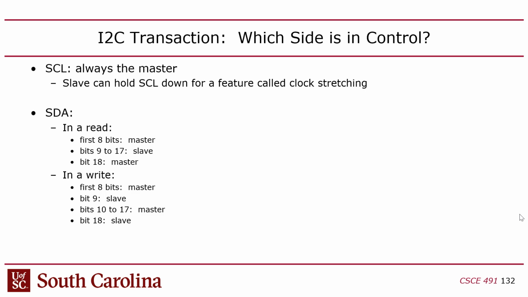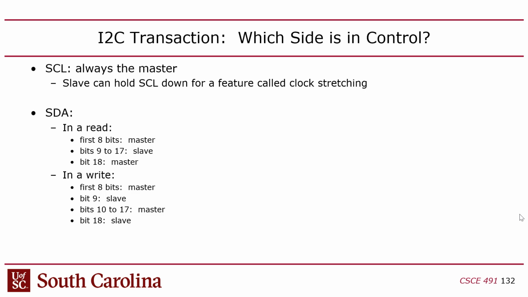SDA is controlled by the master and the slave at various phases of the transaction. In a read, the first 8 bits is the master, then bits 9 through 17 is the slave, and bit 18 is the master. Whereas in a write, the first 8 bits are the master, bit 9 is the slave, bits 10 down to 17 are the master, and then bit 18 is the slave. So basically, in a write, the slave only sends an acknowledgement in bits 9 and 18, right?